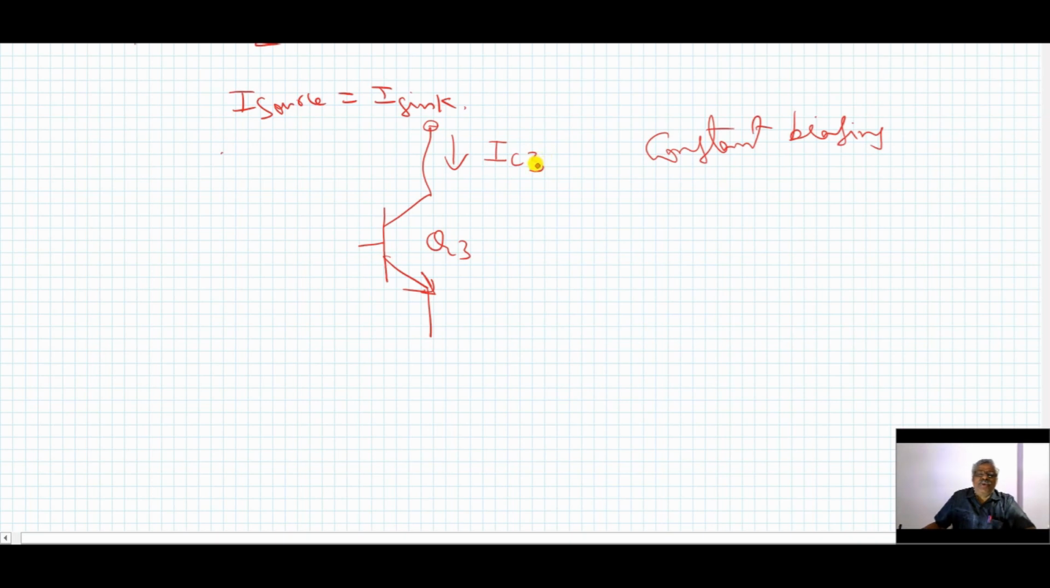Total current flowing through RE. That current, this current are equal. So here it is represented with IC3, and here it is connected to minus VEE. So in this current mirror circuit, one resistance is connected to this and another transistor Q4 is connected like this.